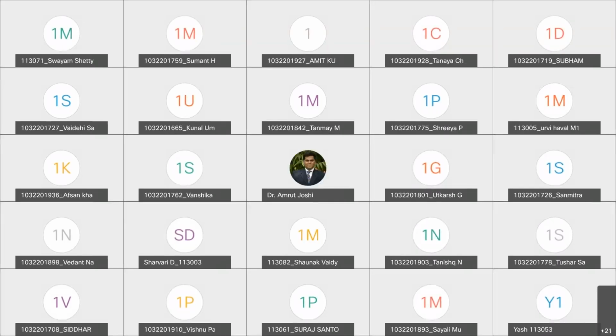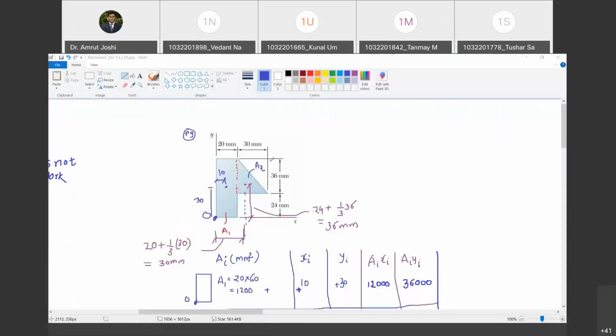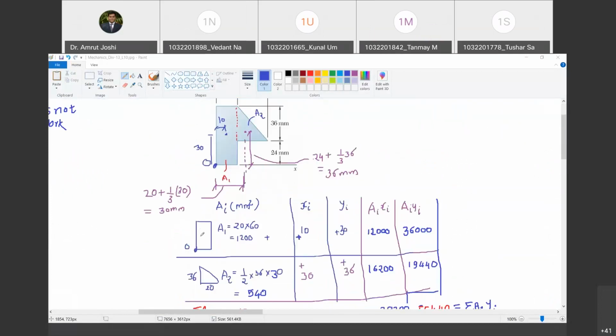We were discussing centroids yesterday. We discussed centroid, center of mass, center of gravity, and the conditions when all these three fall at the same location. Now we are solving problem number 9 to locate the centroid of this lamina, and we have divided this shape into two regular shapes: one rectangle and another one triangle.